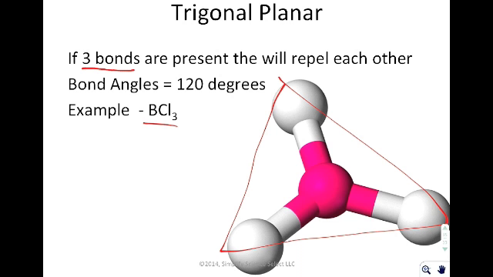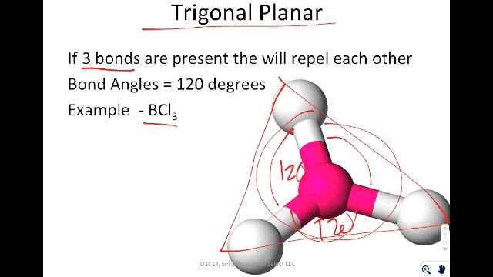Now, most of the shapes that we go to from now on are going to be in three-dimensional space. So the fact that this one is a triangle in a plane is why we call it trigonal planar. Now, the bond angles here are 120 degrees because when you go in a circle, you have 360 degrees all the way around, and you want to equally divide this up between the bonds because that's as far away as they can get from one another.